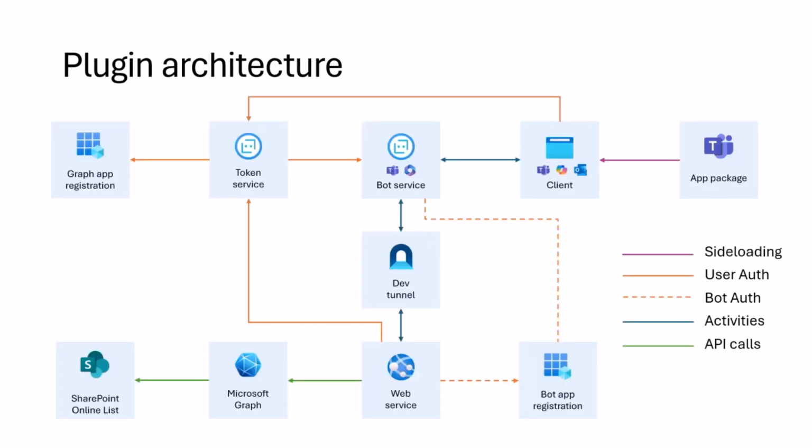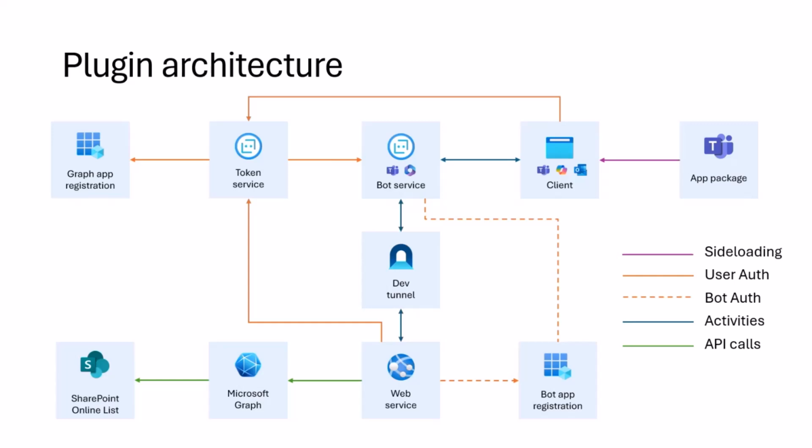So I'm going to have a quick run over the plugin architecture. There's quite a lot going on here. The plugin is deployed using a Teams app package. When that app package is deployed, it's available for three different clients to use this messaging extension plugin: Teams, Copilot, and Outlook.